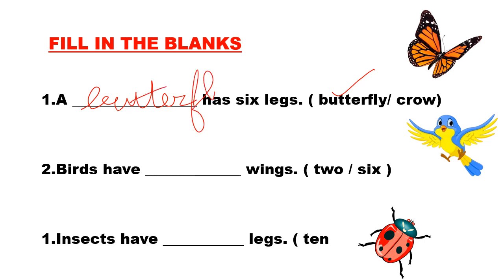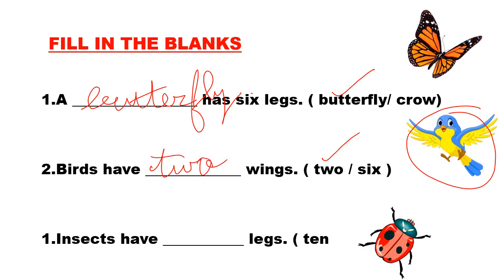Butterfly. Next, birds have dash wings. How many wings? You can see in the picture. How many wings does this bird have? 2 wings. So, 2.